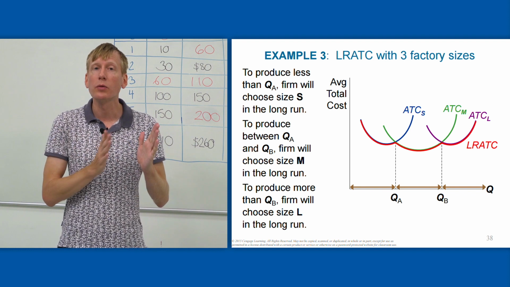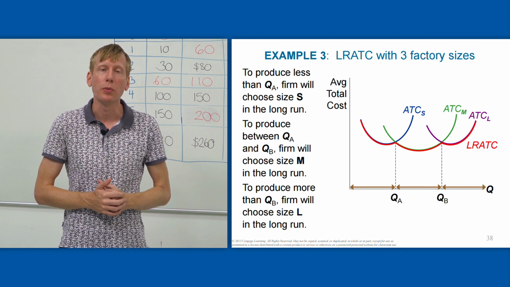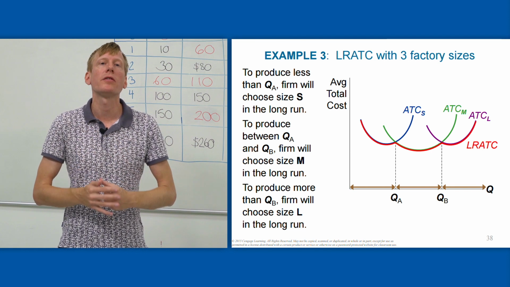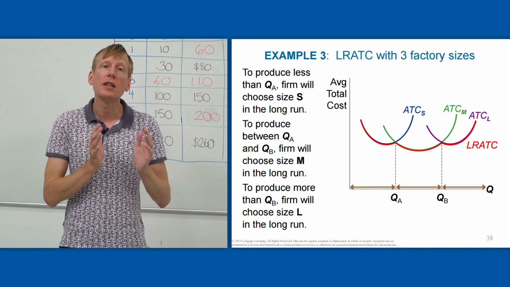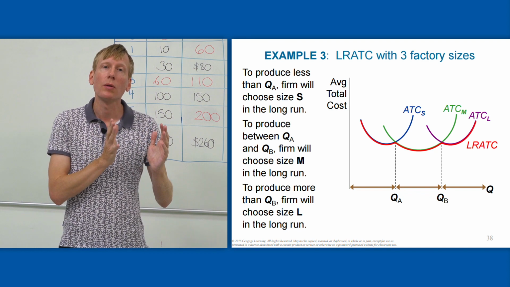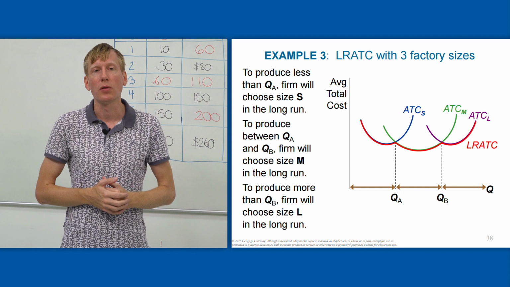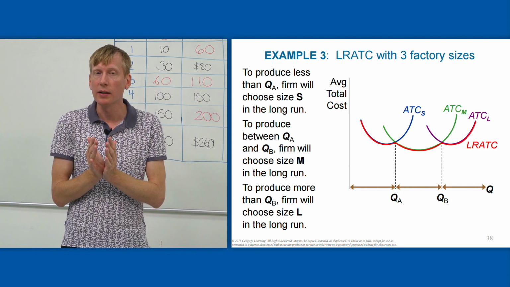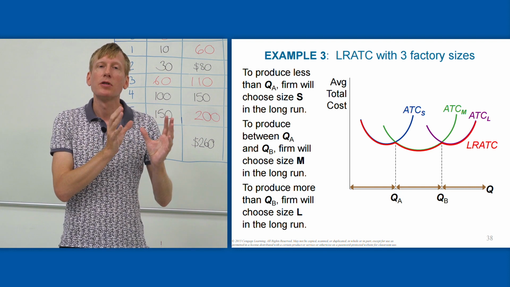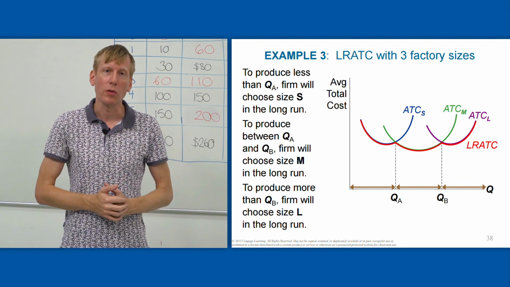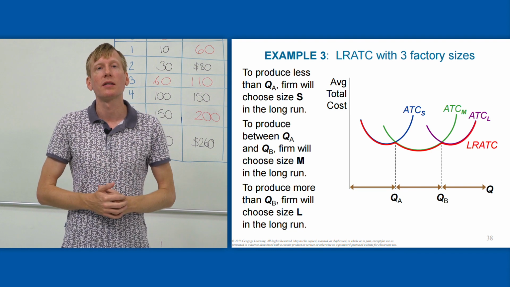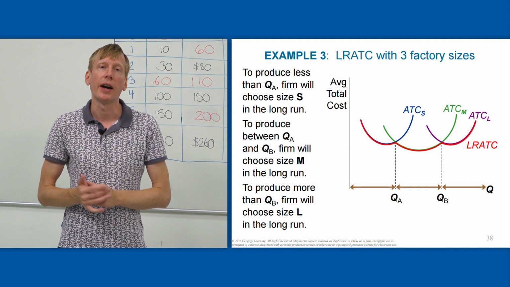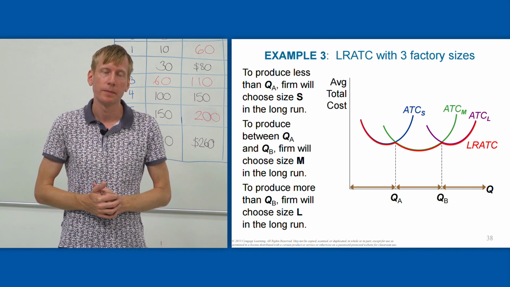So in the long run, if we prefer a small quantity of output, our long-run average total cost curve would assume that our factory is small. It would use that portion of the short-run average total cost curve for a small factory. But if we were going to use a medium quantity of output in the long run, we wouldn't use the average total cost curve that goes along with a small factory. We would use the average total cost curve that goes along with a medium-sized factory. And the same for a large factory, for a large quantity of output.